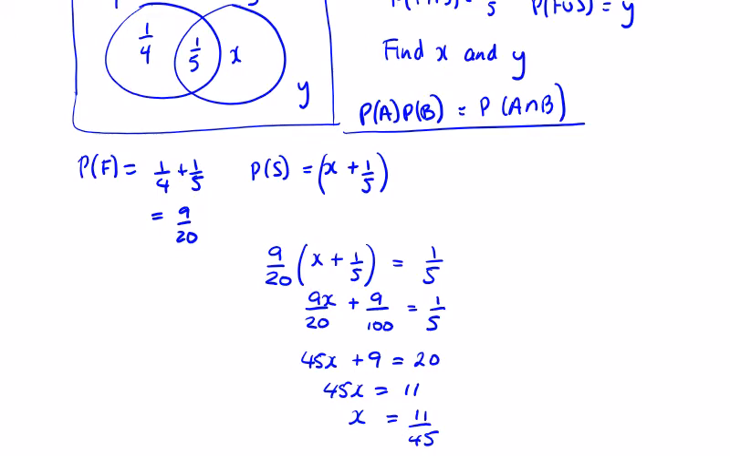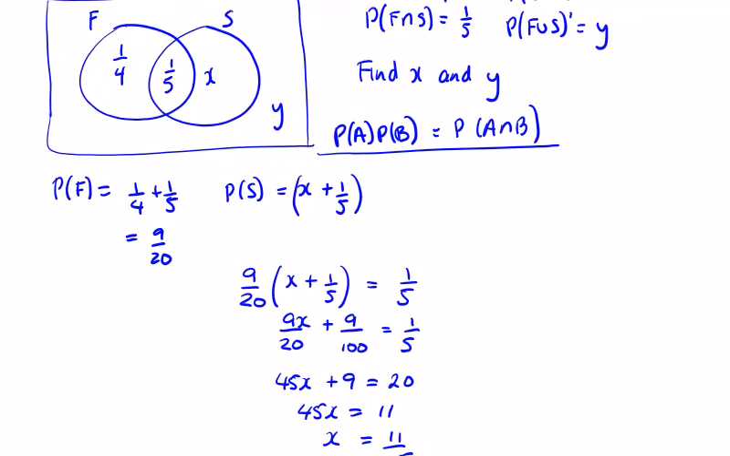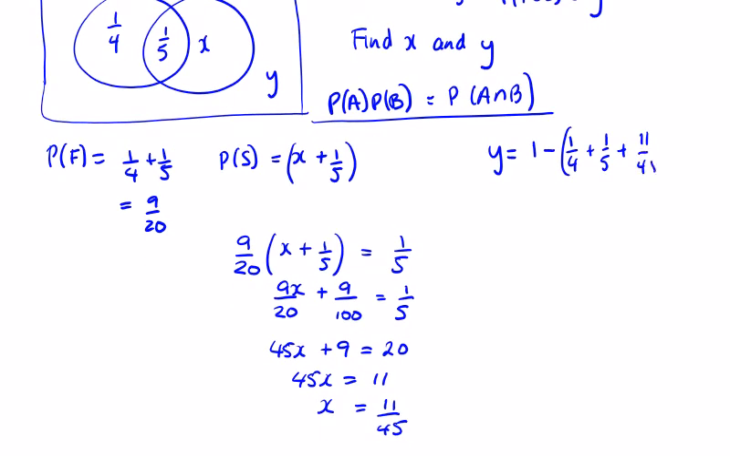And to calculate y, we know that when we're using sets like this and we have fractions, the numbers add up to 1. So y is just equal to 1 take away the three other numbers, a quarter plus a fifth plus 11/45. So just type that into your calculator and you get an answer for y, and it comes out to be y is equal to 11/36.